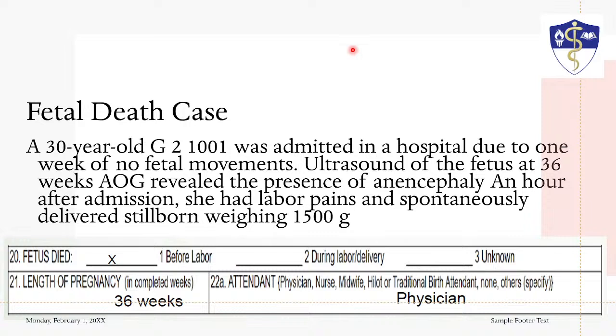So I already saw this. Usually, the birth of anencephaly happens not at 36 weeks of gestation. Usually it's premature, okay? Pero ito, 36 weeks, no? Tapos anencephalic. This must be a big baby. But it's 1,500 grams. It's a small baby. Okay, let's go. Fetus died before labor, okay? Because it's already 1 week, no fetal movements, okay?